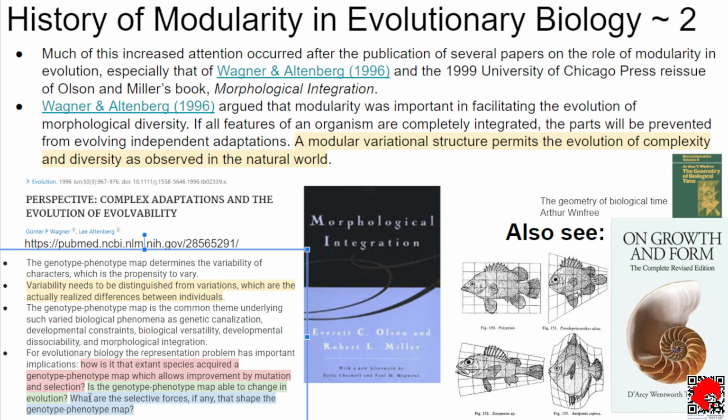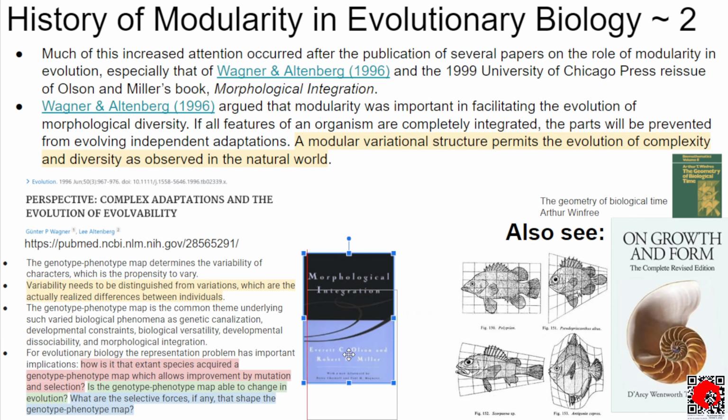And then Wagner and Altenburg ask some really pertinent questions for the area, which is, how is it that extant species acquired a genotype-phenotype map which allows improvement by mutation and selection? Is the genotype-phenotype map able to change in evolution? And what are the selective forces, if any, that shape the genotype-phenotype map? Or maybe you could even say mapping of the map. And a few resources to point to here. Here's that Olson and Miller book, Morphological Integration. So I haven't read that, but sounds interesting.